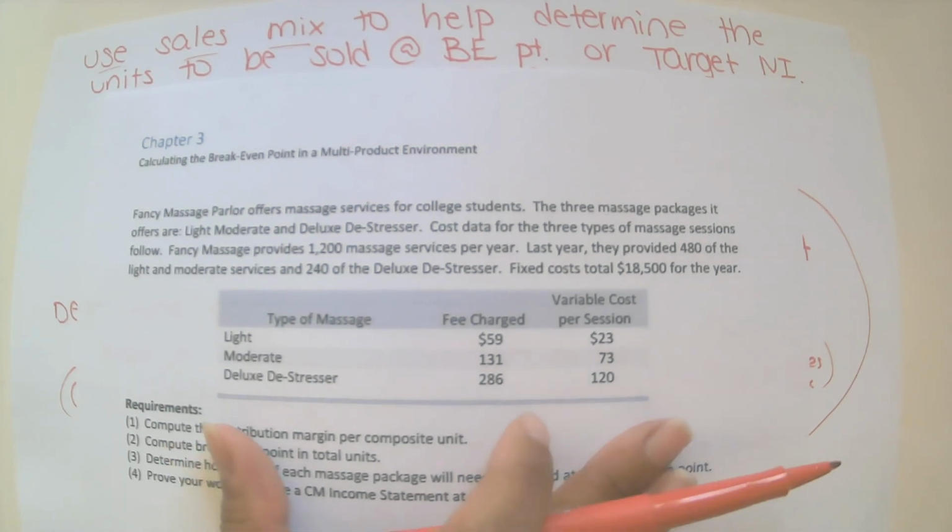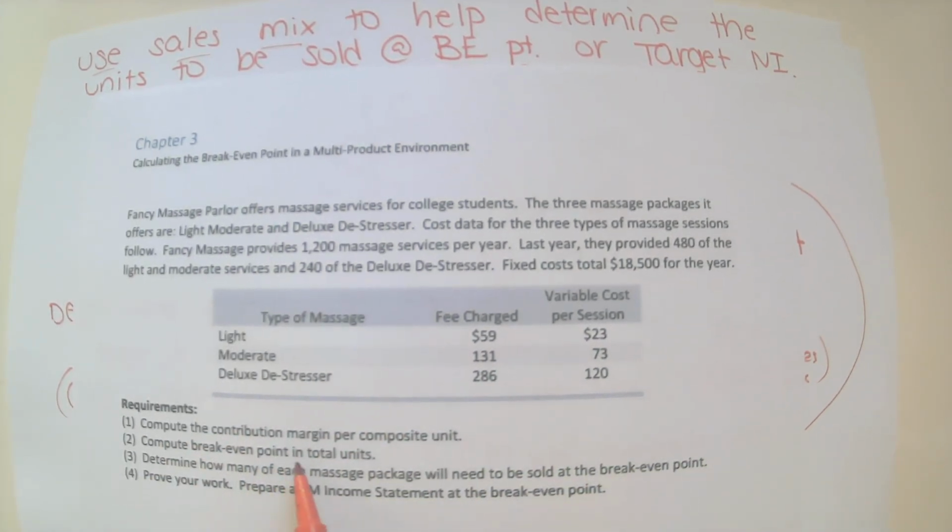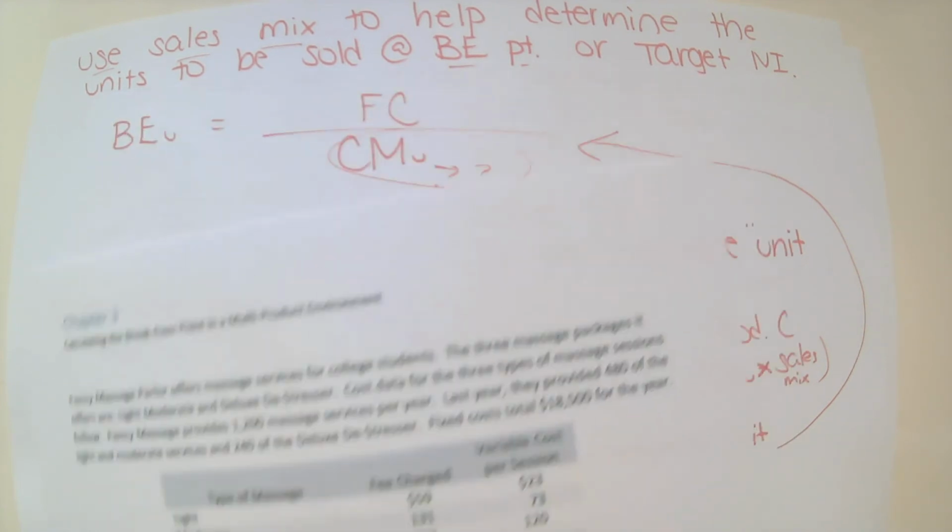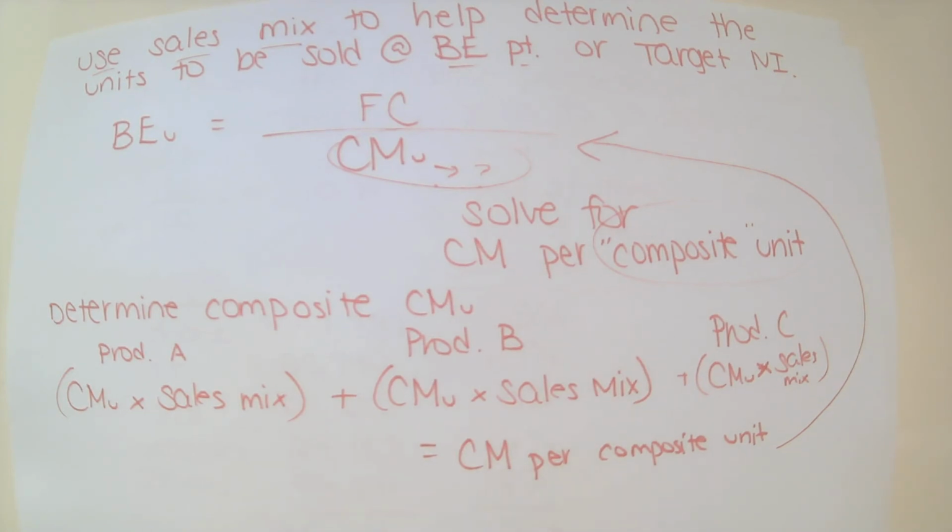So download your copy, read through it, and then we will work through it because we're being asked to solve for the composite unit, solve for the break-even point. So I think it'll make more sense if we work through it in an example.